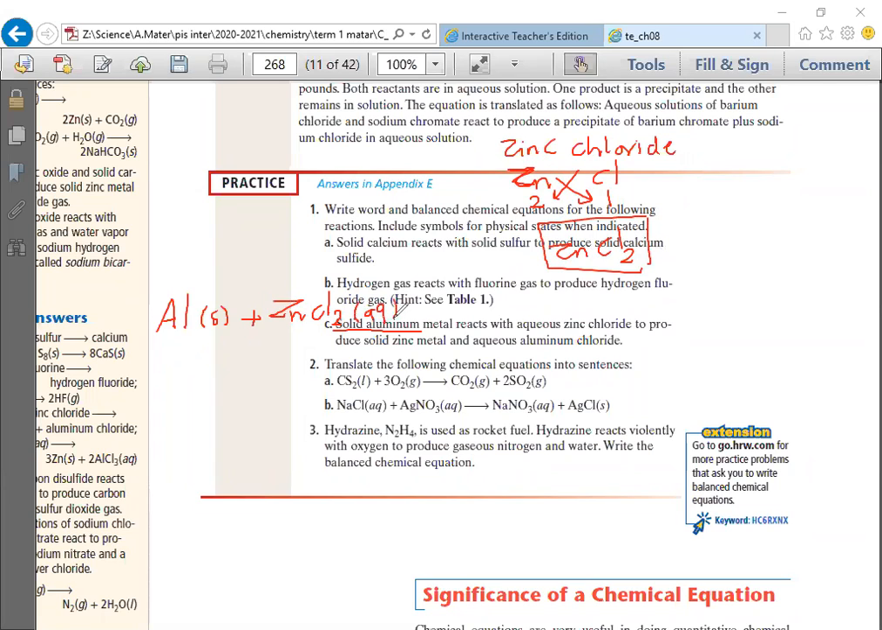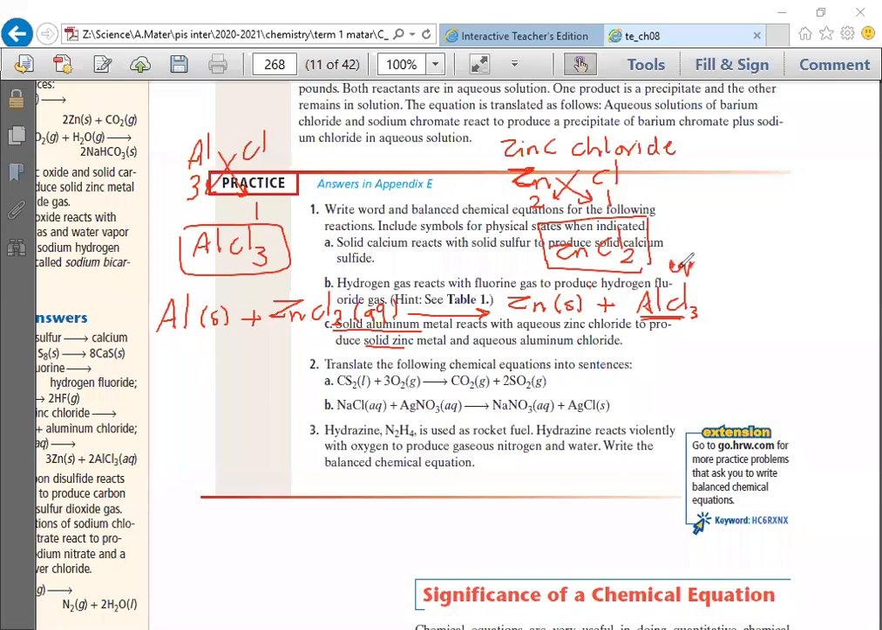Okay, and that will yield. What will the product be? Yes, solid Zn, so Zn, and that's solid. And as it's aqueous, Al plus Cl gives AlCl3. Why AlCl3? Because for aluminum chloride, the valence of aluminum equals 3, while chlorine is 1. So we switch places and it will be AlCl3, aluminum chloride. It is aqueous, so we write AQ between brackets.